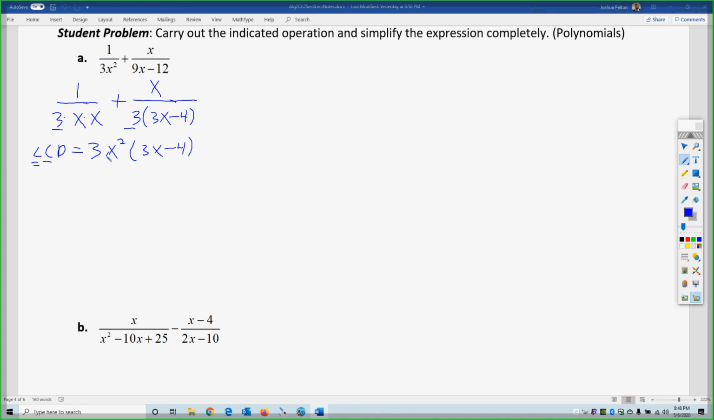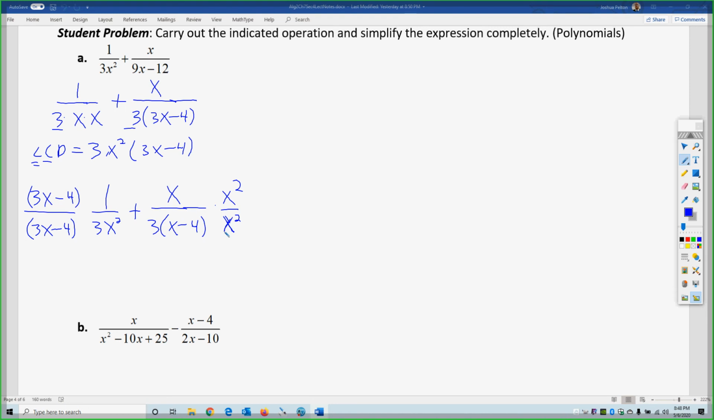Okay, so rewrite the problem. 1 over 3x squared plus x over 3 times x minus 4. So remember to keep it in factored form for denominators until the end, except for monomials, you can multiply those back. Okay, so the left-hand term is missing the 3x minus 4. And the right-hand term is only missing the x squared.